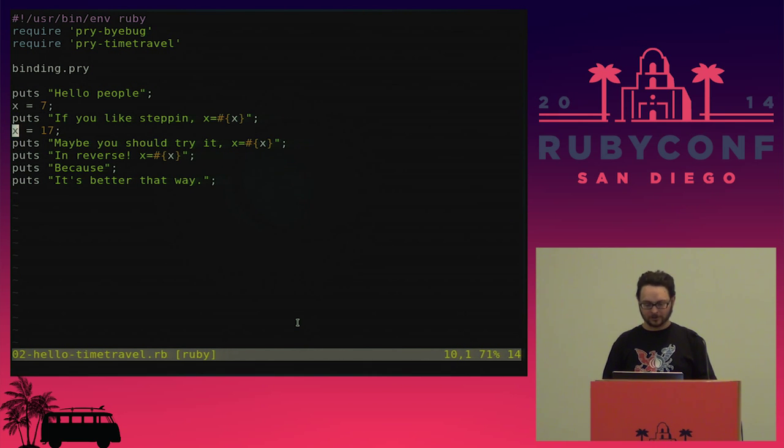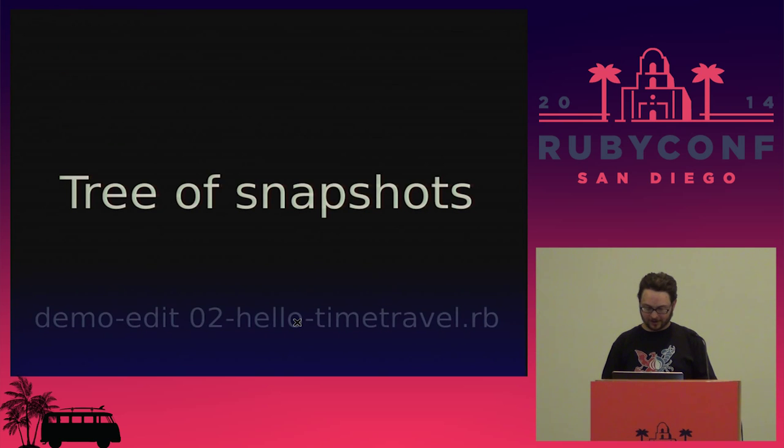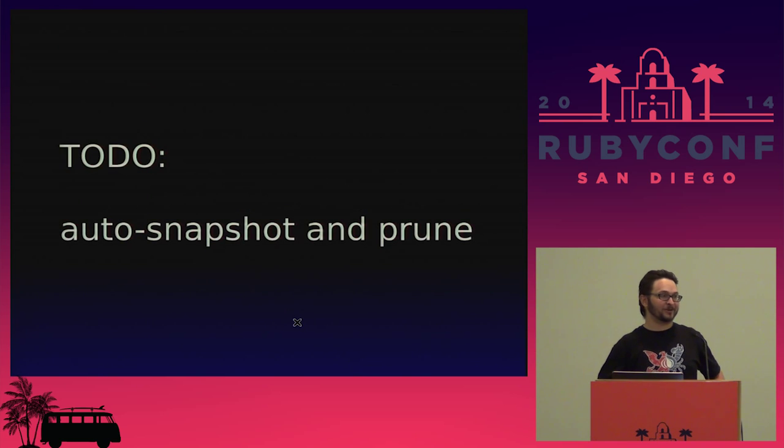So the ultimate, which I have not gotten to, ran out of time, always more to do, is I want to be able to auto-snapshot things and then maybe prune the tree. I think the ideal workflow would be you use pry-rescue. Do you all use pry-rescue? Anyone? So anyone who hasn't, pry-rescue. Whenever there's an exception, all of a sudden you get a REPL, I think just before the exception happened, which is pretty neat. It's like a little mini time travel.